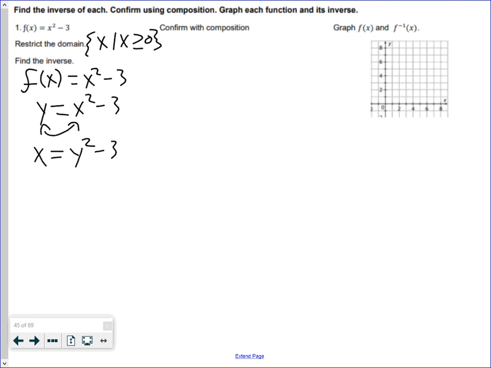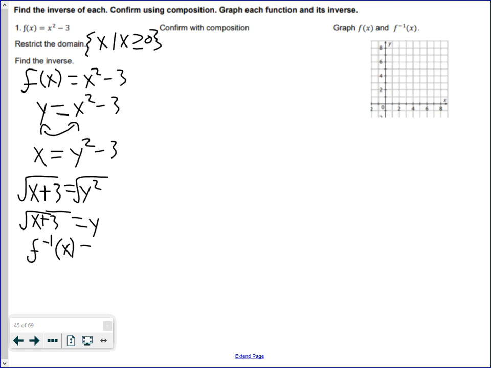And then from here, we just solve for y. x plus 3 equals y squared. And then we take the square root of both sides to get rid of that square on the y. We get the square root of x plus 3 equals y. And we can rewrite y as f inverse of x equals the square root of x plus 3. And that's our inverse function. So just switch the x's and y's, solve for y again. That's your inverse function. And now we're going to confirm with composition.